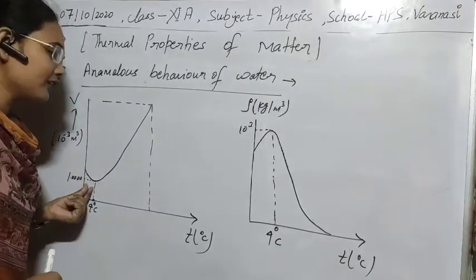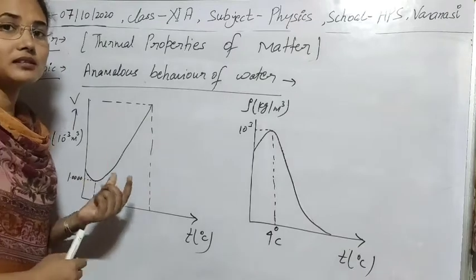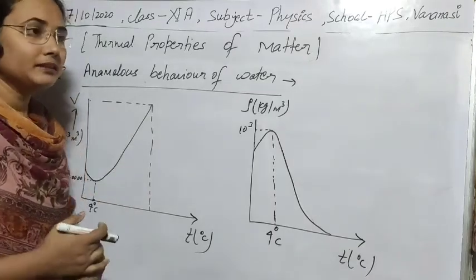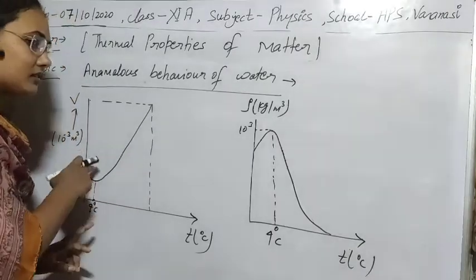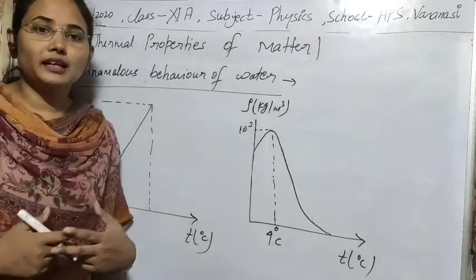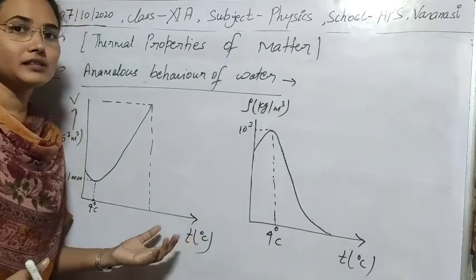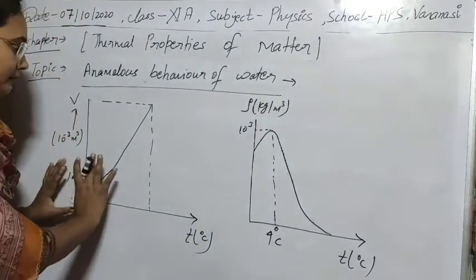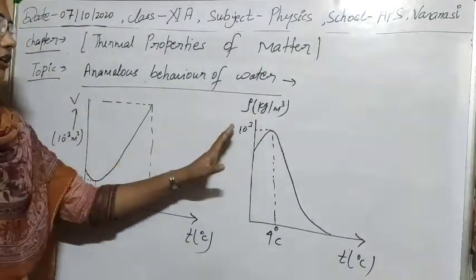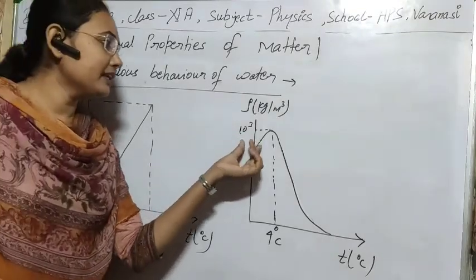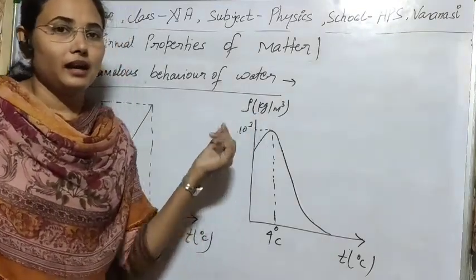So this behavior of liquid is known as anomalous behavior of liquid, and this also helps to retain the aquatic species in the winter season. And I think it's simple to you. We can also explain it in terms of density.